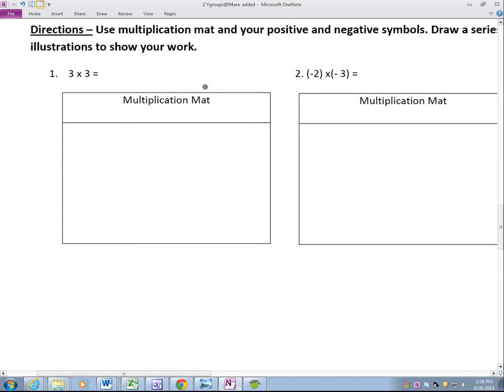Can someone please take a risk and tell me the answer to 3 times 3? You know what, Lena? Go. What you got? 9 it is. And I want you to write this down exactly how I write it down. It's colored in. It's not a dash. It's a circle. And you're going to go 3 by 3, which is 9.